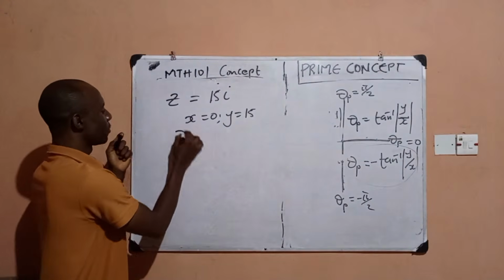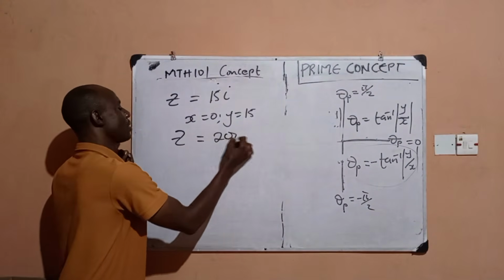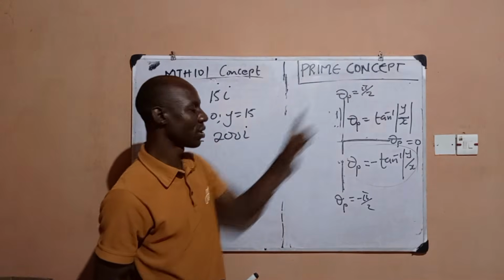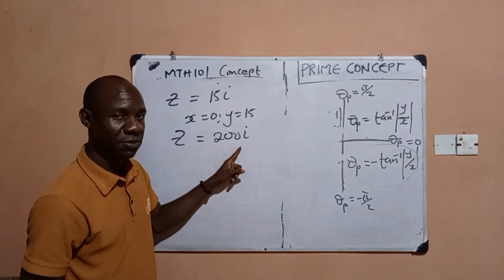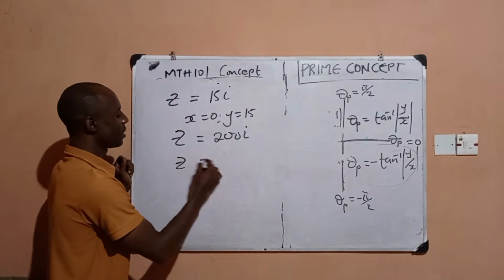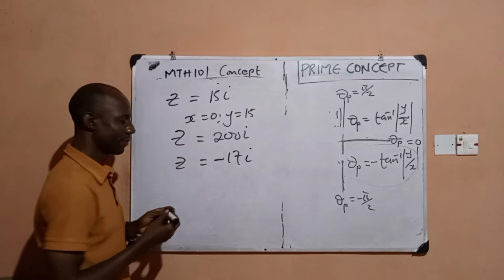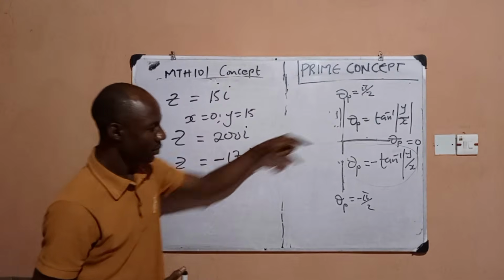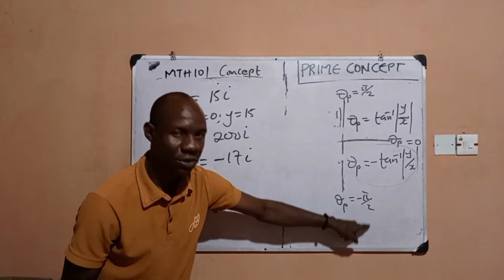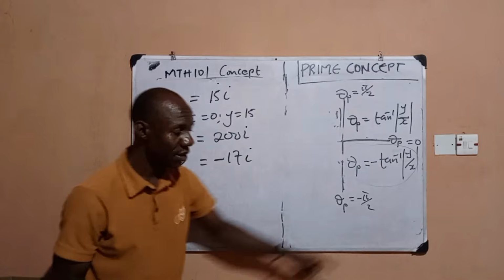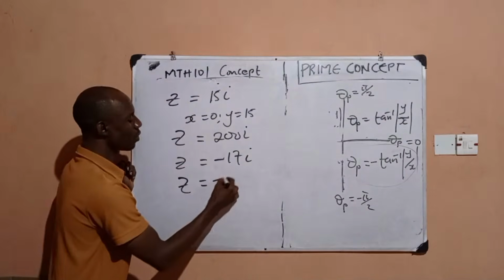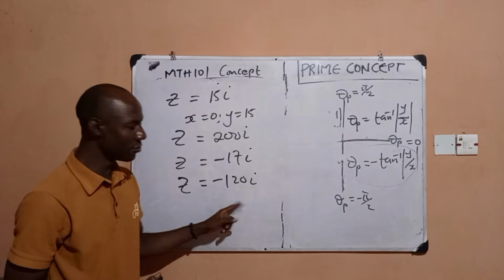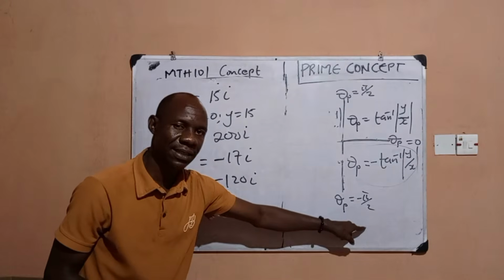Somebody may ask, what if you have z equals 200i? The principal argument is still going to be pi over 2 because y is still positive. What if you now have z equals minus 17i? You will notice that you have negative y this time. So which is what now? Minus pi over 2. Are you taking note of that? Even with minus 120i, as long as it is negative, your answer will still be minus 90.